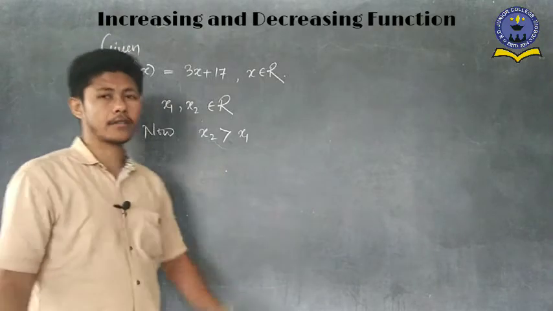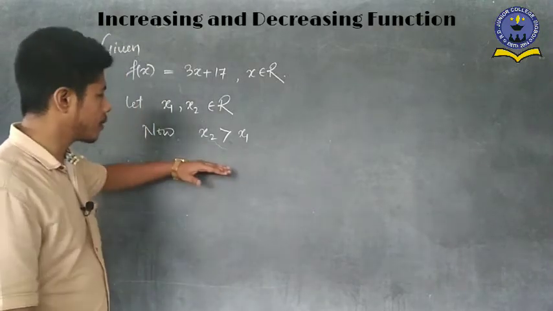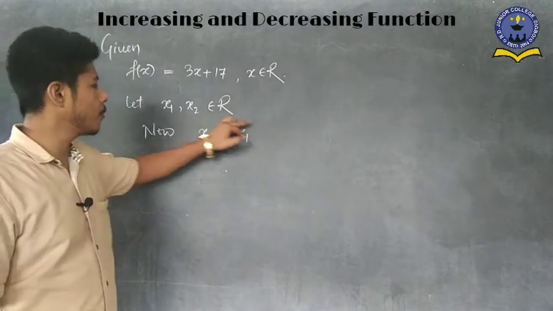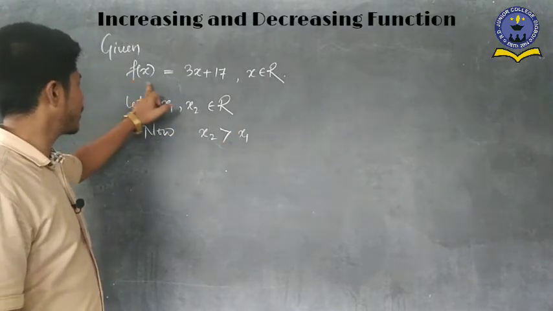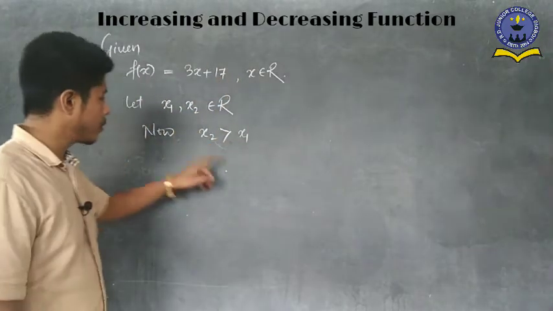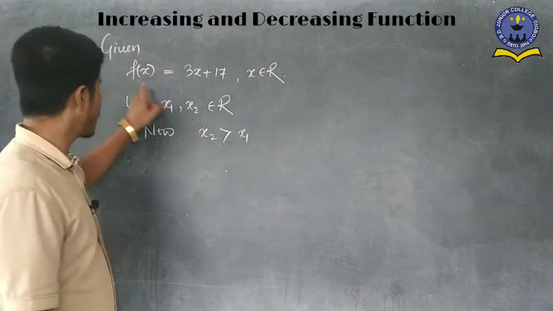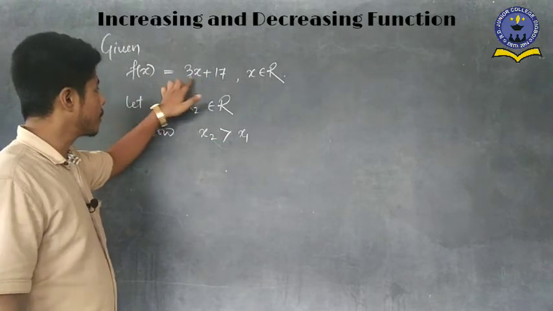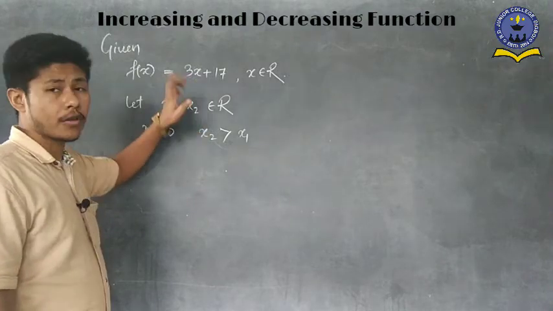x2 is greater than x1, we write here. In this case, the function is given, so we have to rearrange this result in this form. Is it clear? Here x2 is greater than x1, but we have to arrange the result in this form. So how can we arrange this one?